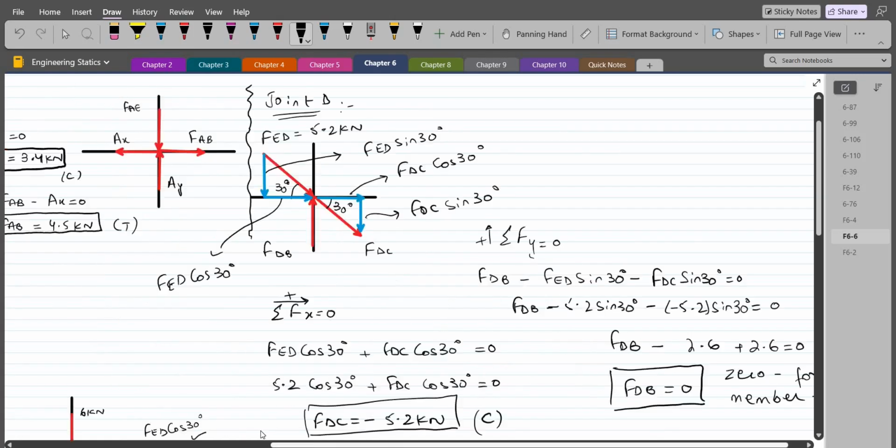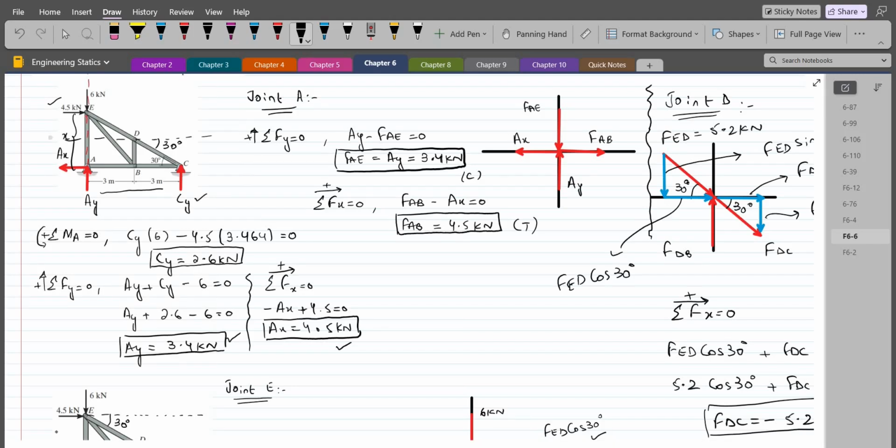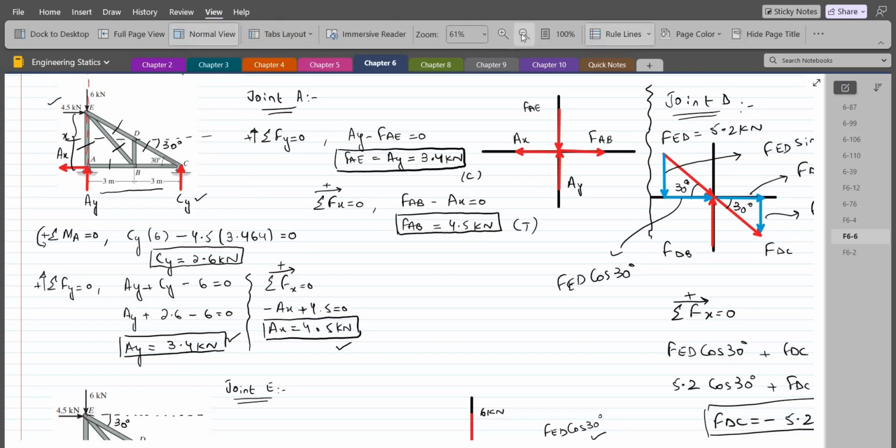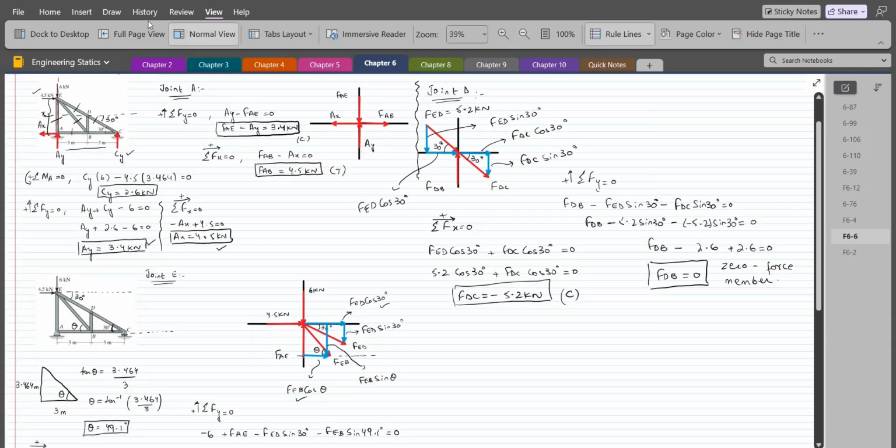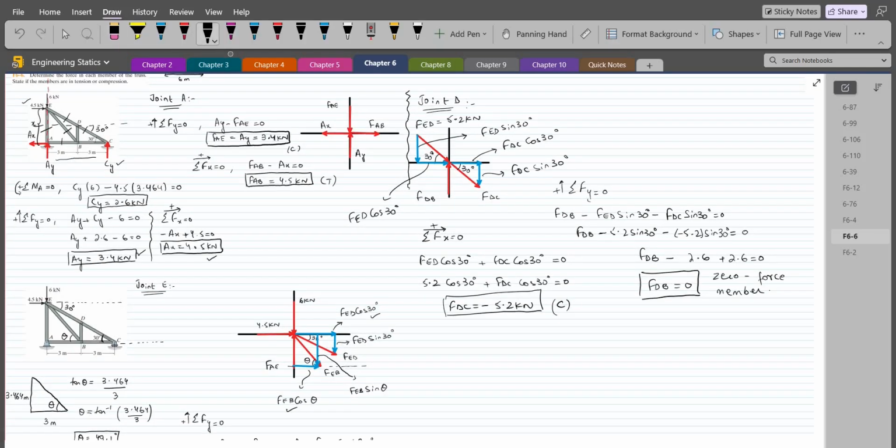So far we have calculated for the members AE, ED, EB, AB, and DC. Now we have to work for the member BC. To find the values for the member BC, we have to consider the free body diagram of the joint C. So if I just zoom out, the free body diagram of the joint C would look something like this.